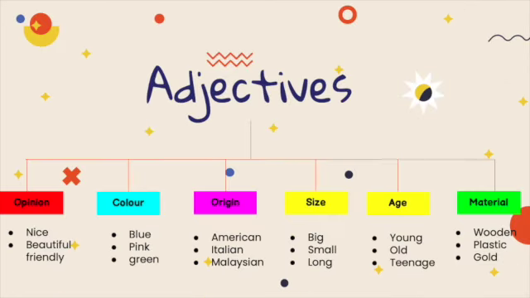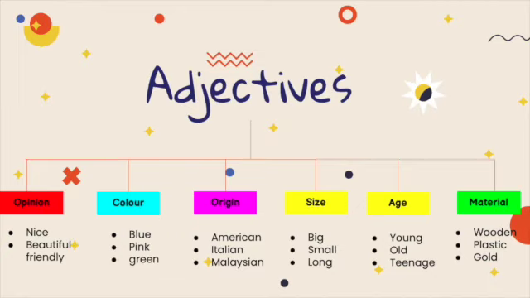We are going to discuss the adjective first. We have 6 categories or groups of adjectives, which consist of opinion, color, origin, size, age, and also material. So we have these 6 categories, which is very important for us to identify and also differentiate from each other, because there are other parts where we are going to order or arrange them in a correct sequence in a sentence. So let us see.